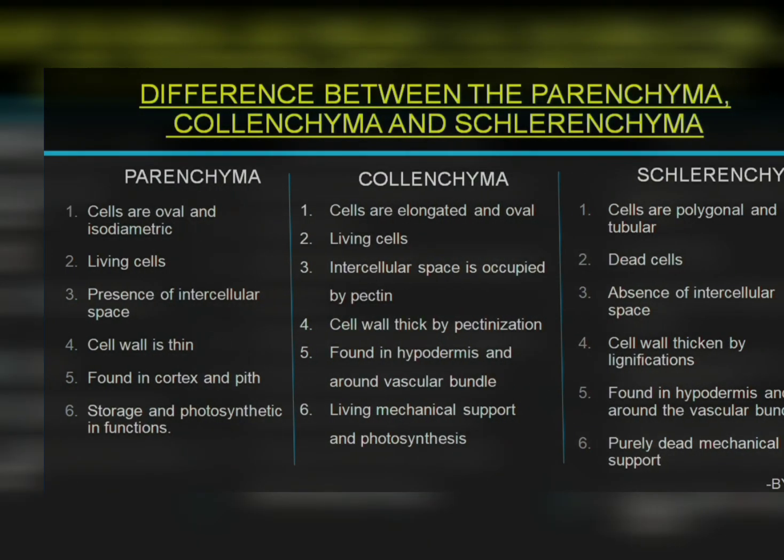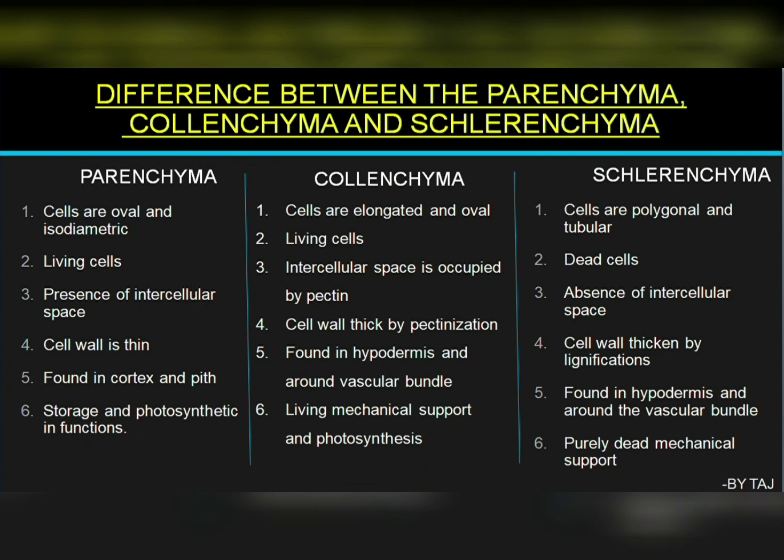Coming to the difference between parenchyma, collenchyma and sclerenchyma cells. First I will discuss the parenchyma cells. These cells are oval and isodiametric in shape. These are living cells with the presence of intercellular space. The cell wall is very thin because of the absence of wall material. They are found in the cortex and pith region of the plant. Along with that, you get storage and photosynthetic functions in the parenchyma cells.